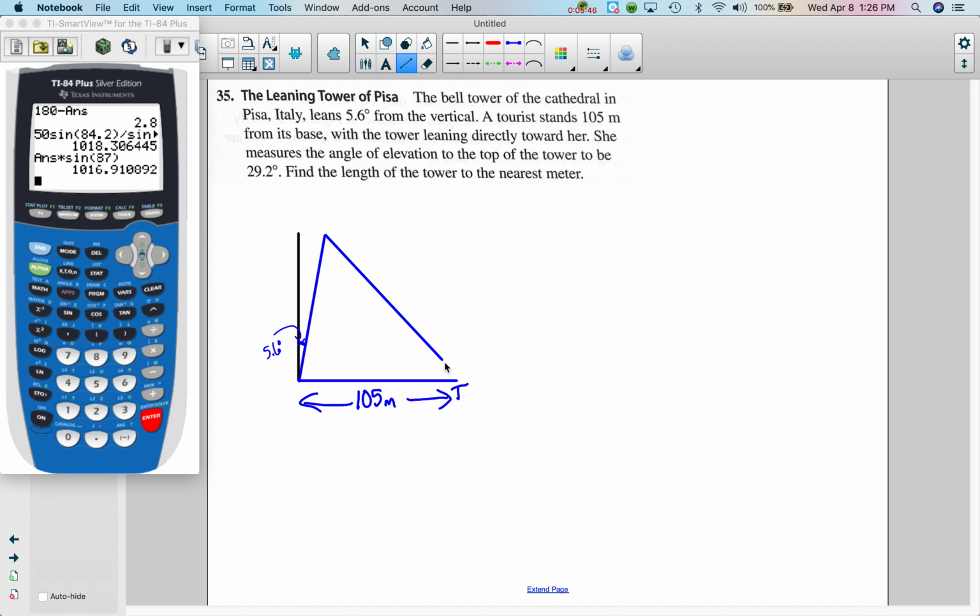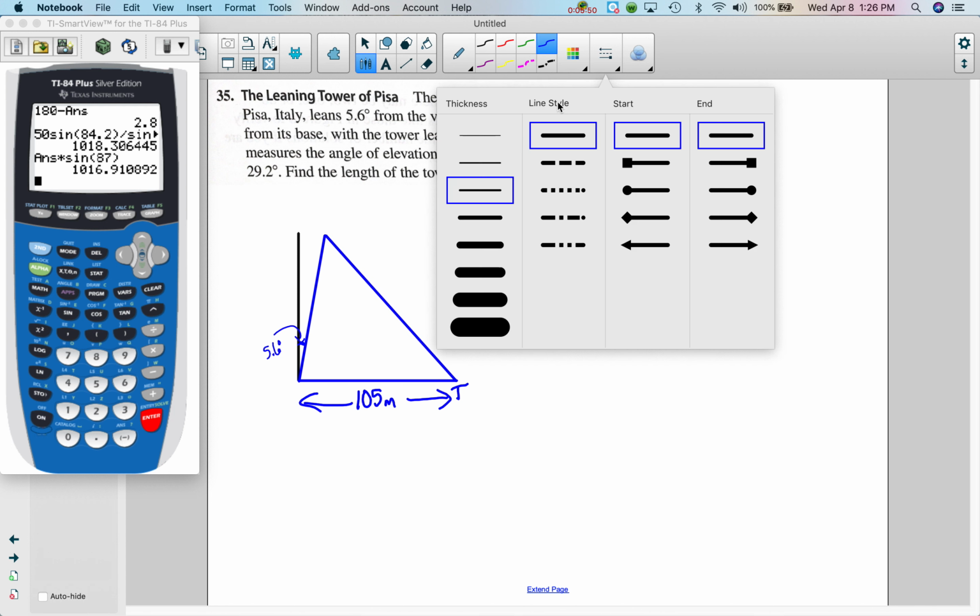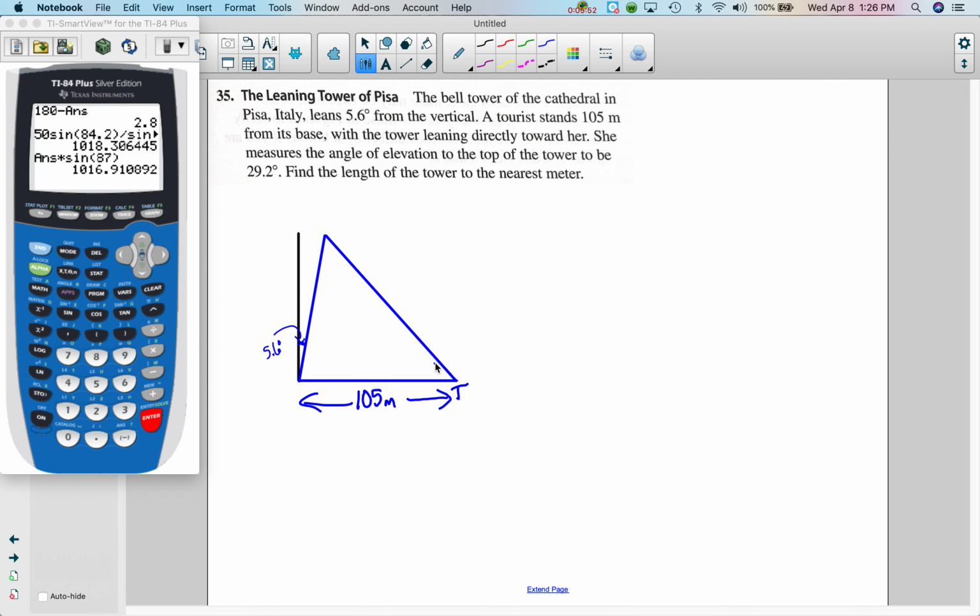So I'm going to mark this drawing in that part of the triangle. And this is the angle of elevation. Remember, angle of elevation is always measured from the horizontal, but that would be this. So 29.2 degrees. This is the top of the tower. Okay? And we need to find the length of the tower. So that's this leaning part. So I'm just going to put an L, and I like to do it cursive so it doesn't look like a 1. So that's the length of the tower. That's what I'm trying to find.